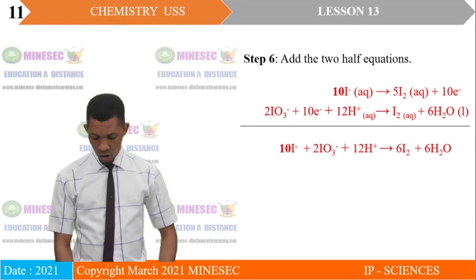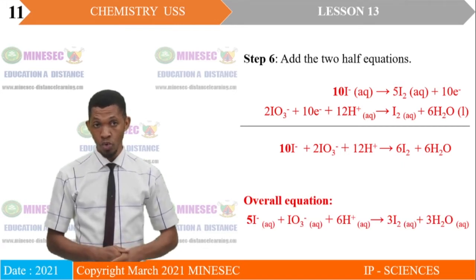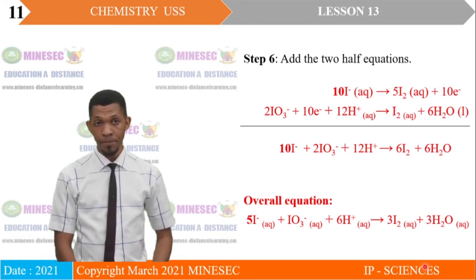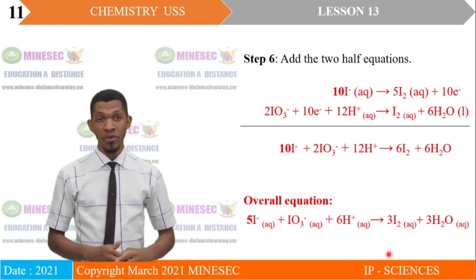And so the overall equation is 5 iodide plus 1 iodate plus 6 hydrogen ions giving 3 iodine and 3 water.